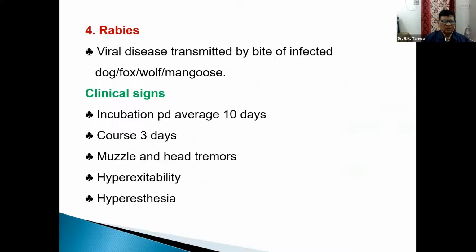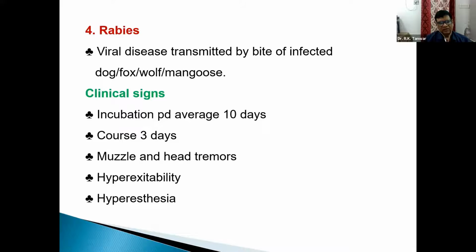I have seen sporadic cases of rabies also, because we have a large population of stray dogs everywhere in Rajasthan. The disease is transmitted by the bite of an infected dog, fox, wolf, or mongoose, because we have a large population of mongoose in our grazing areas. So sometimes owners of large or small animals give a history that the animal was bitten by a mongoose, because the mongoose is an animal which has a natural antidote.